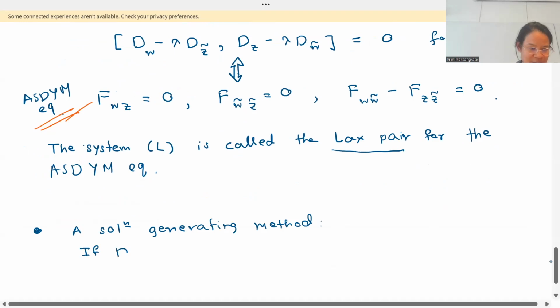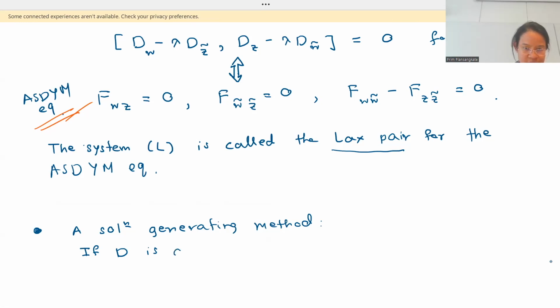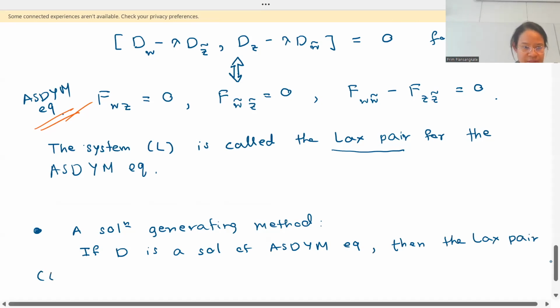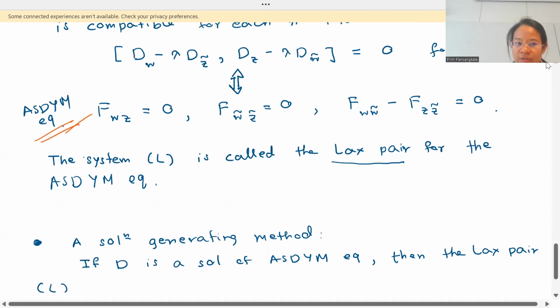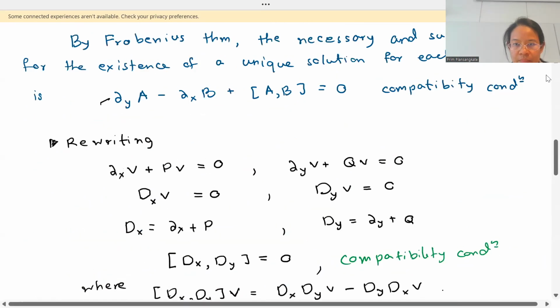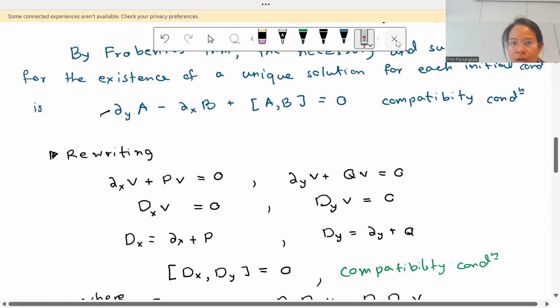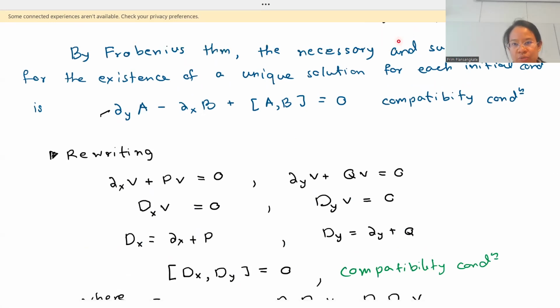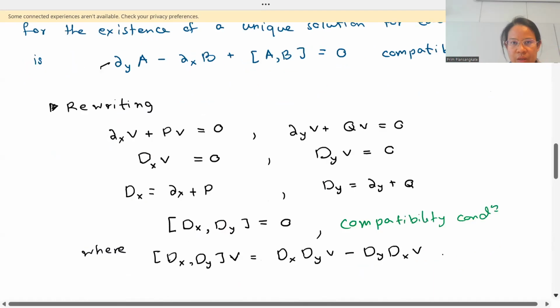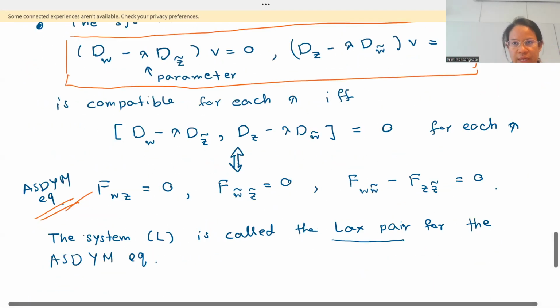This is based on a fact that, suppose D is a solution of the anti-pseudo-Yang-Mills equation. This means the Lax pair above is compatible. So now by the Frobenius theorem, by compatible, it admits a unique solution for each initial condition.